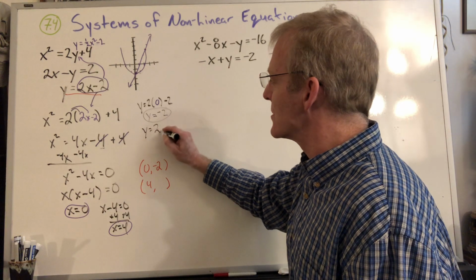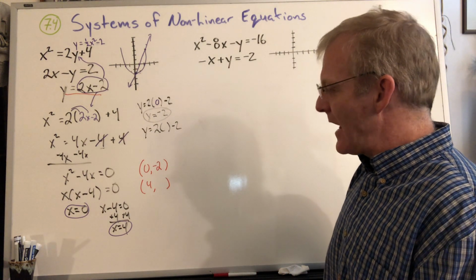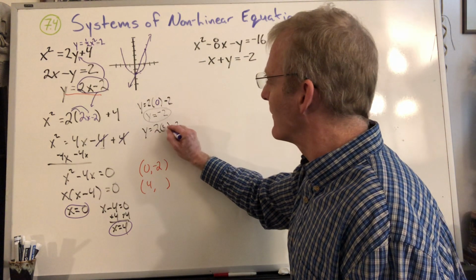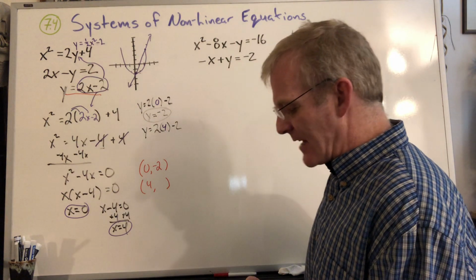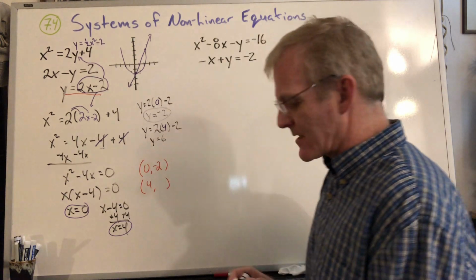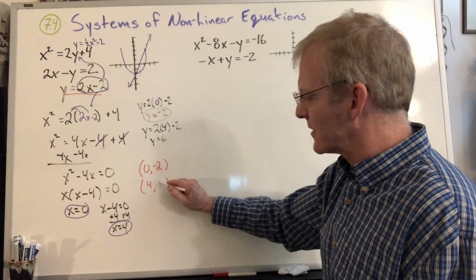y equals 2 times x minus 2. We're going to use the x value of 4 this time, so we're going to put the 4 in there. And we're going to realize that 2 times 4 is 8, and 8 minus 2, y equals 6. So that y goes with the x of 4 that we just plugged in.